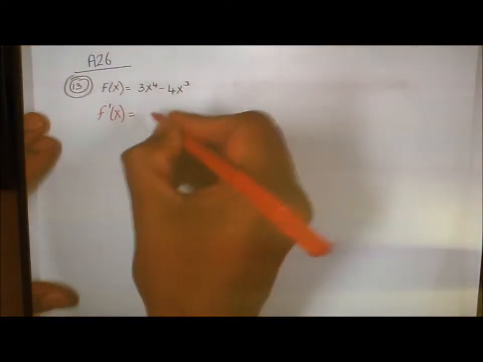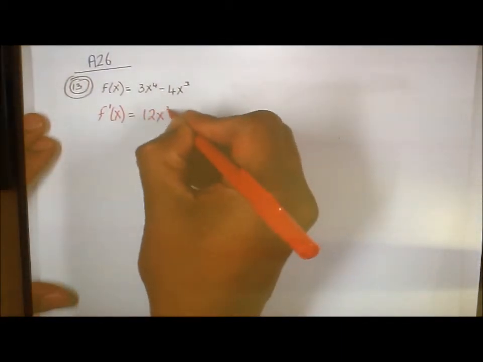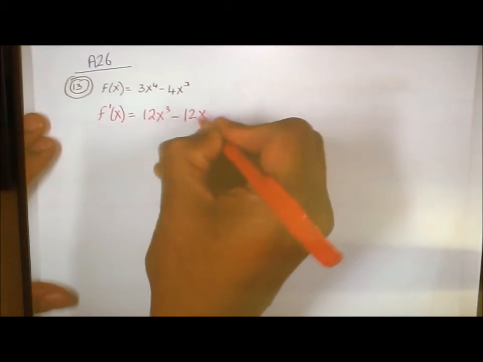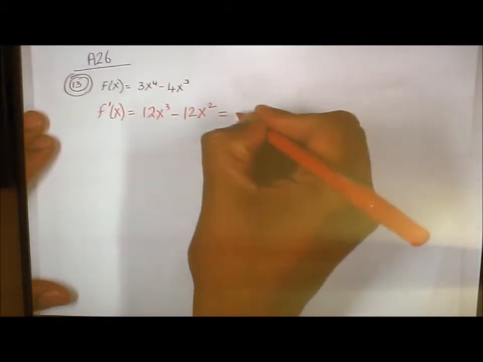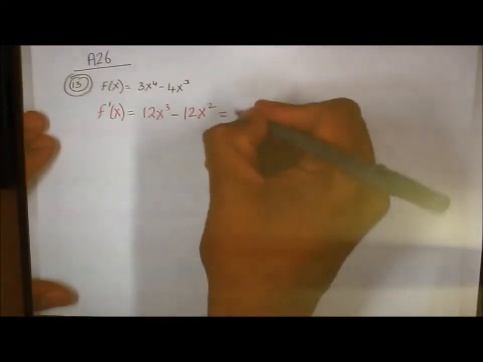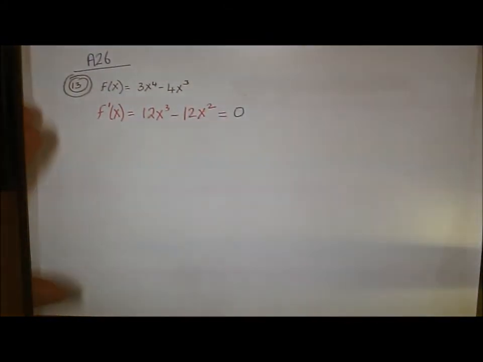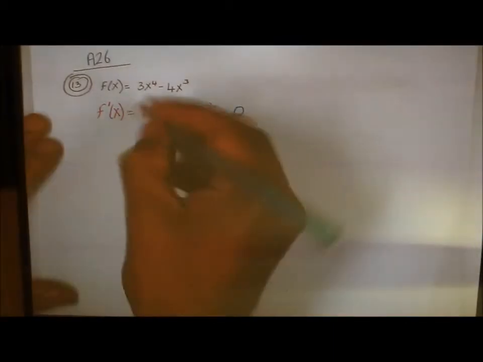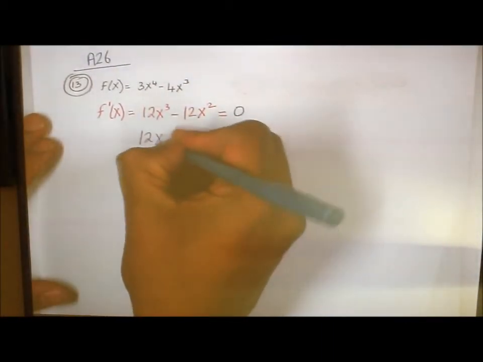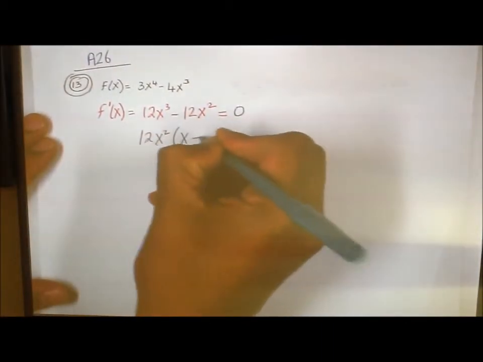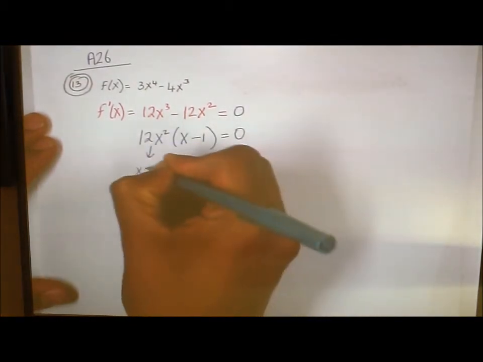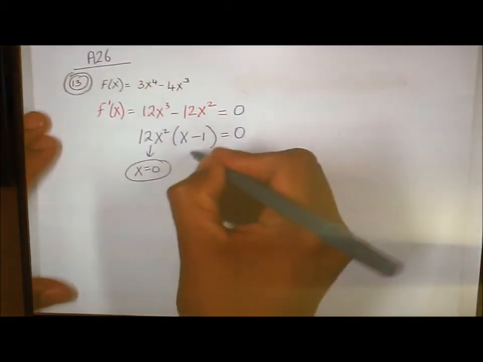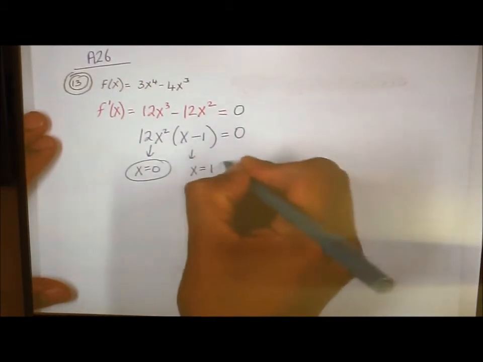So when I derive, I get 12x cubed minus 12x squared. Step one is to derive and set the derivative equal to 0. So I'm going to do that by factoring out a 12x squared. And when I do, I get two solutions. One of them is 0, and one of them is x equals 1.